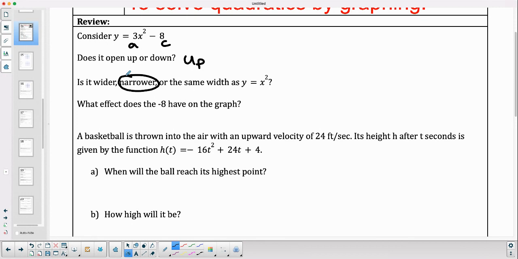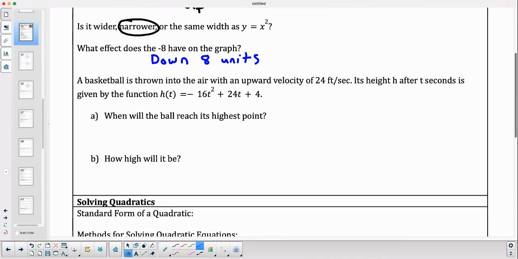The negative 8, what effect does the negative 8 have on the graph? That's the C term. So what that's looking at is moving the graph down 8 units. If C was positive, it would move up 8 units. Okay, so just knowing what the A term does, knowing what the C term does would be great.